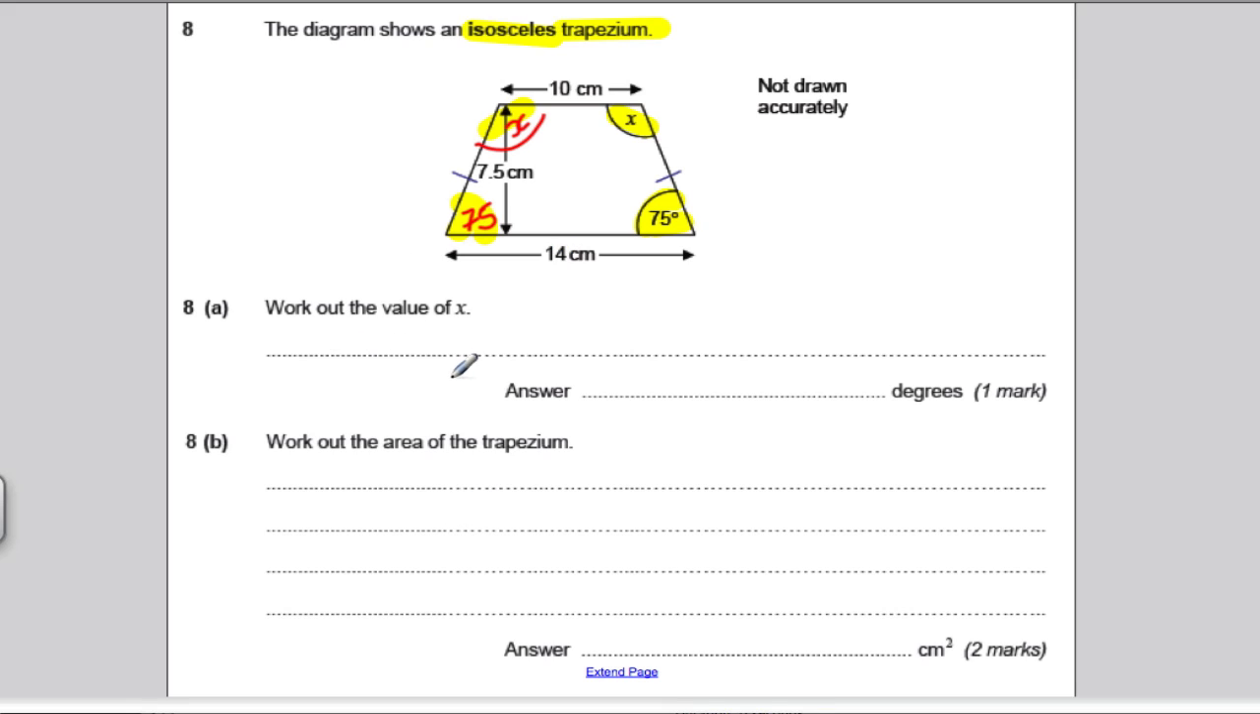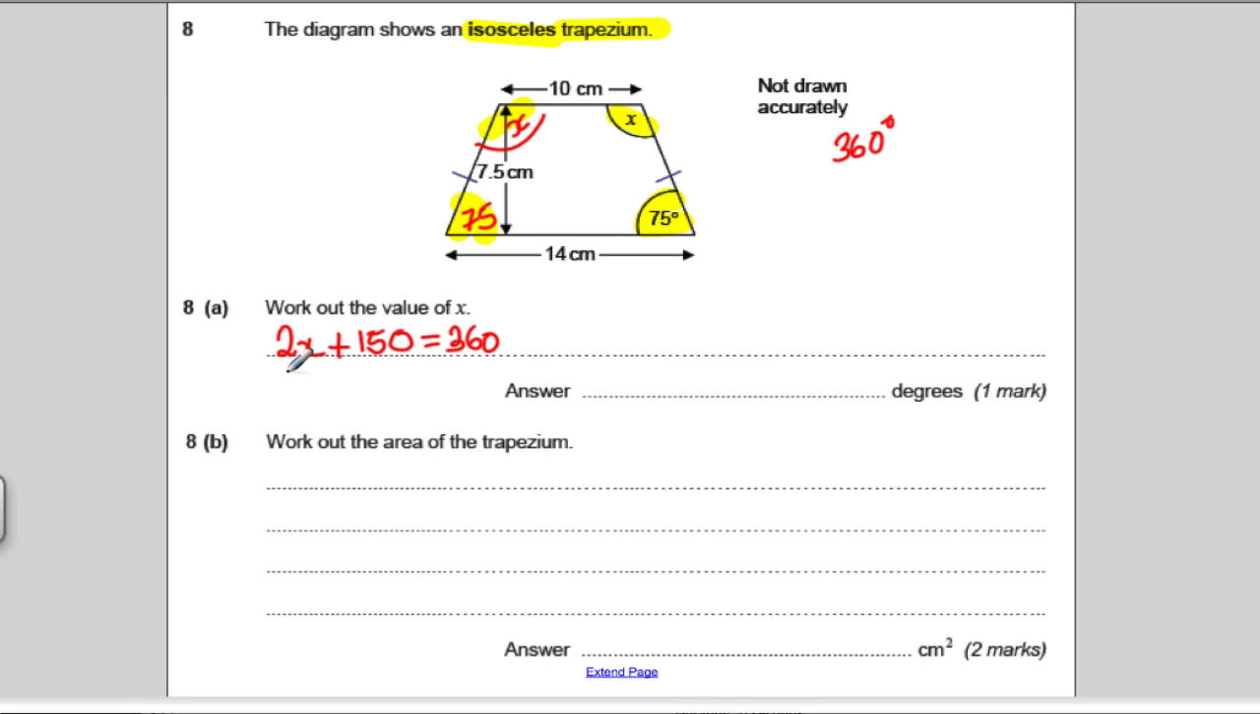Now, you should know that angles in a quadrilateral, in a four-sided shape, add up to 360. Okay, so in order to be able to work out these, how many x's do we have? We have 2 x's, and 75 at 75 is 150. So 2x plus 150 must add up to 360 degrees. Then to solve for x, you do 360 subtract 150, and you get 210, and then you half it.